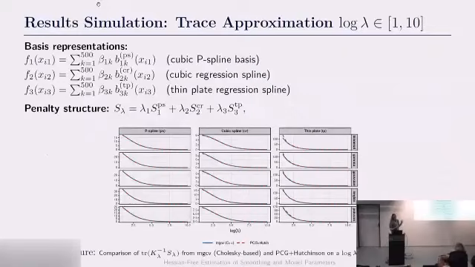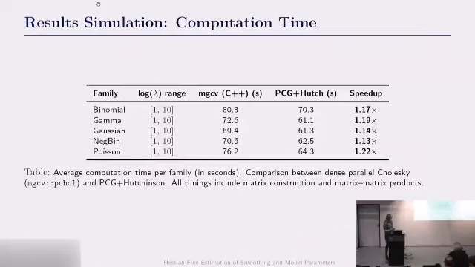And the penalty matrix then is the sum with the blocks of zeros in there. And the approximation looks good. On the first slide, we can see the approximation for each type of spline on a log lambda grid from 1 to 10, and for each distribution, we can see the true estimate of the trace versus the conjugate gradient plus Hutchinson estimation.